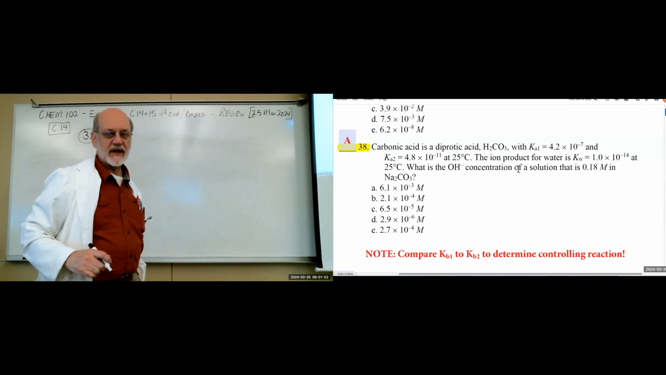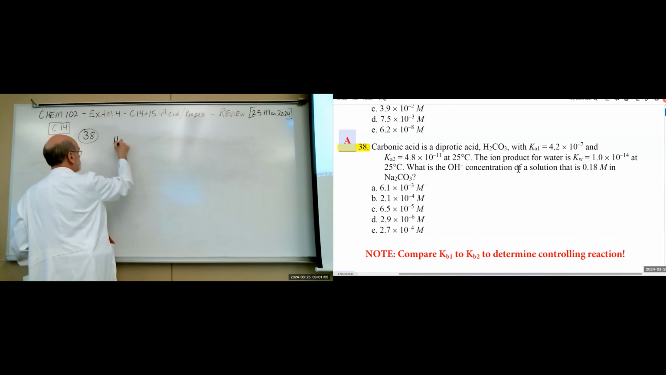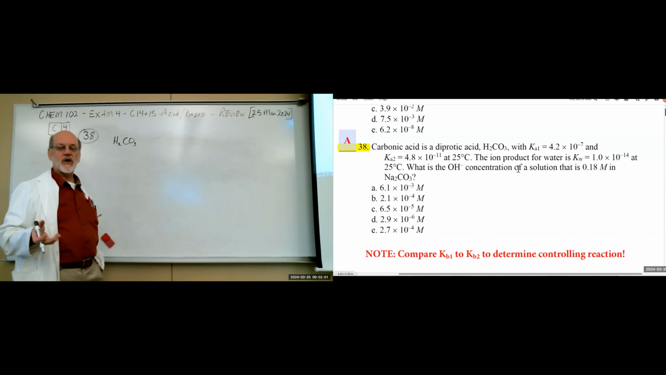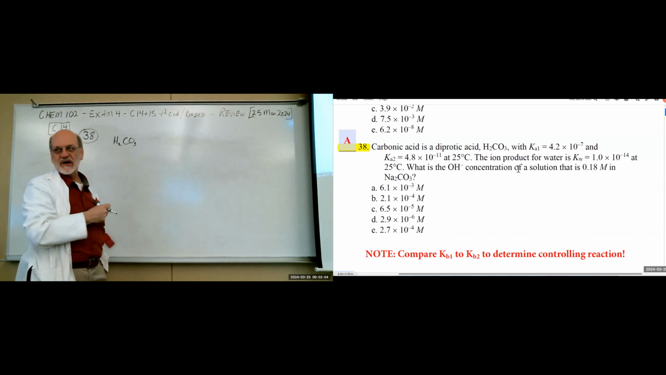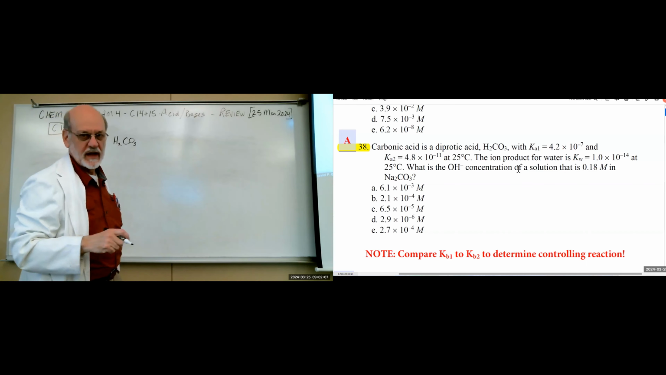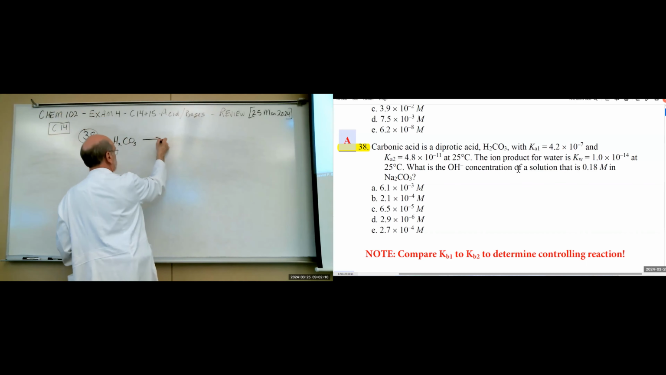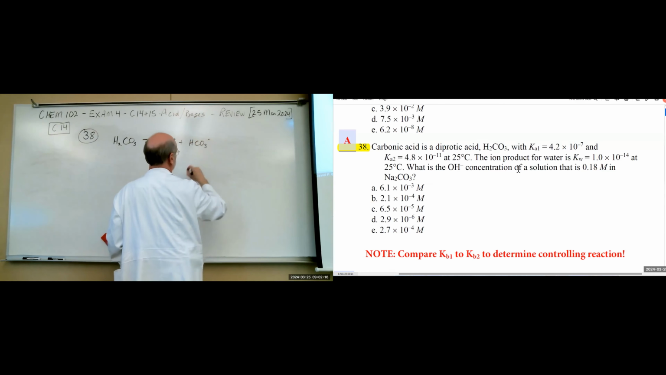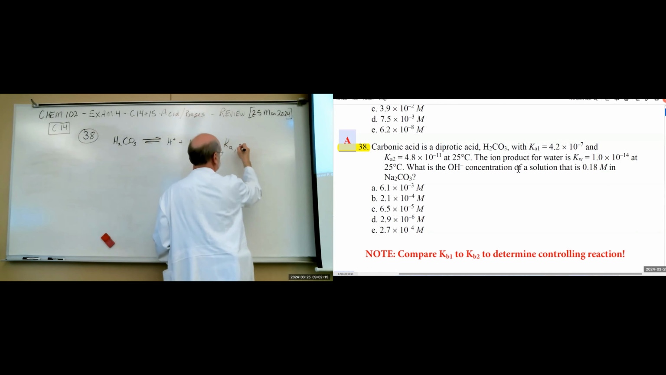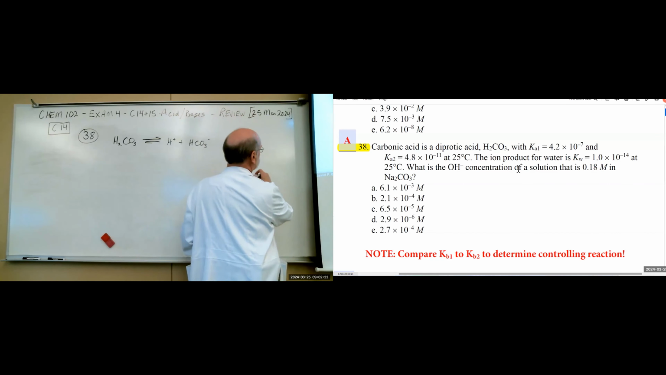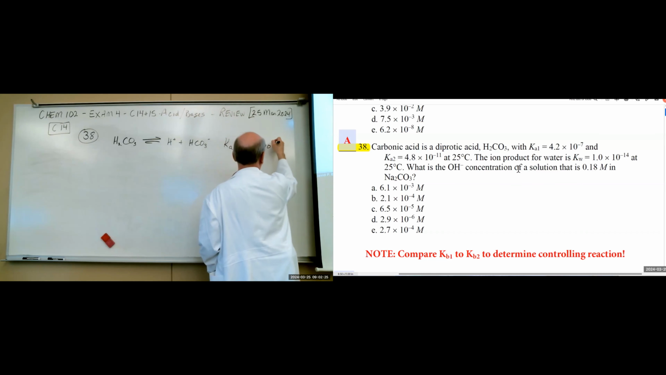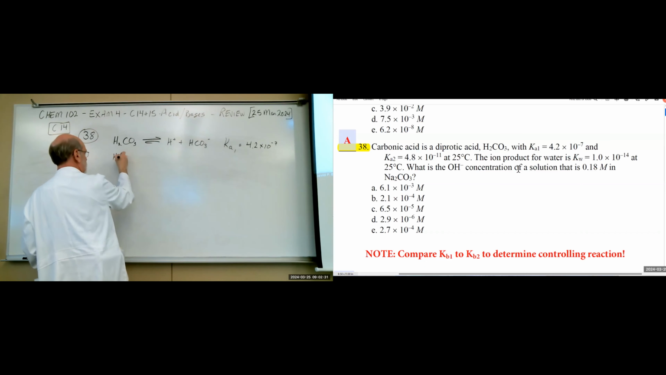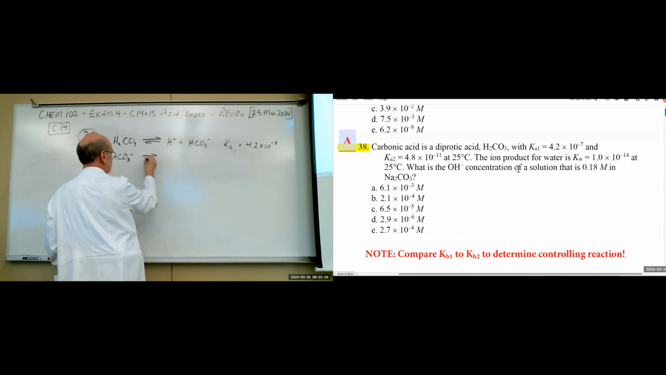Carbonic acid is a diprotic acid, H2CO3. All right, that's the same stuff you have in pop. They dissolve carbon dioxide in water and it makes carbonic acid. Okay, the Ka1, which would be what? The first dissociation, HCO3 minus. And this Ka1 is equal to 4.2 times 10 to the minus 7. Okay. Ka2 would then take that polyatomic ion and dissociate the other proton.